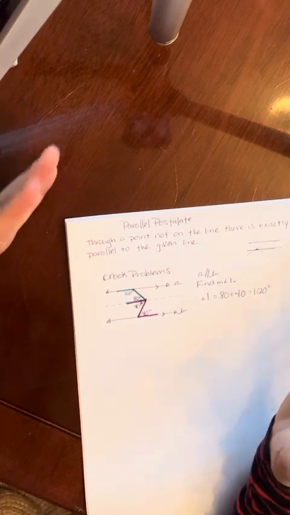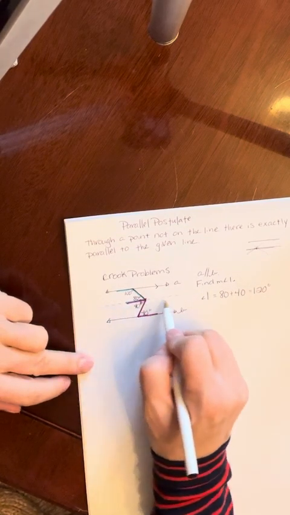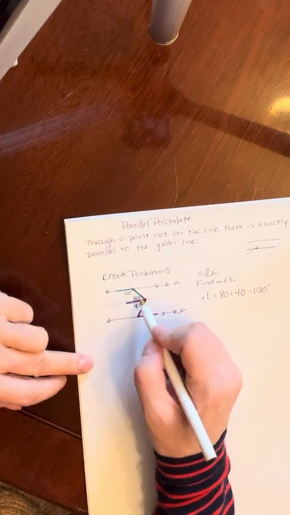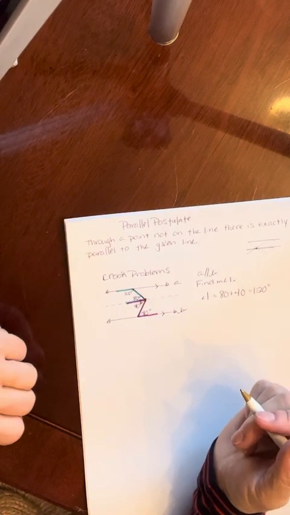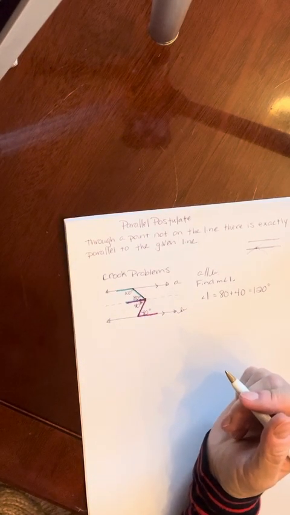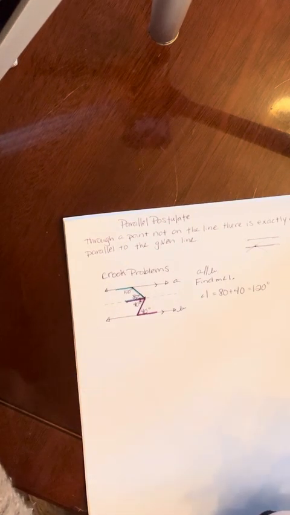I love the simplicity of this problem. It is so beautiful. Draw a parallel and suddenly your angle relationships help you to solve the problem easily. So that's called a Crook problem. And you'll have at least one of those on your homework tonight.